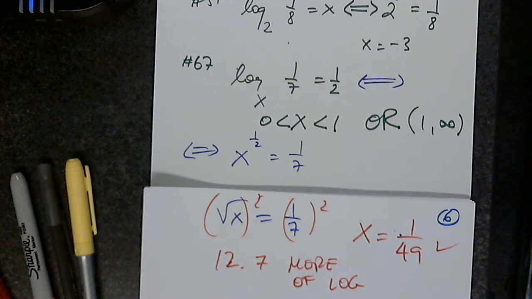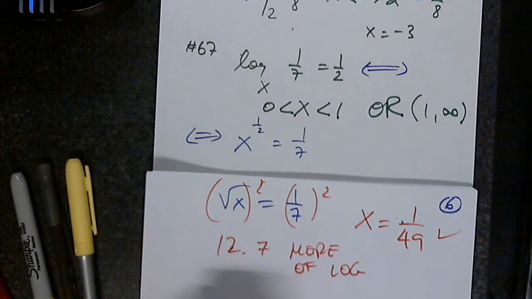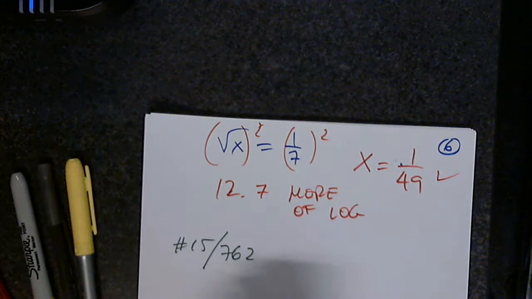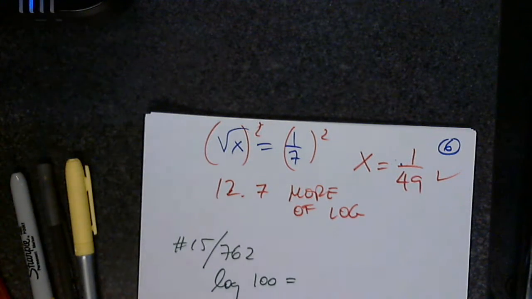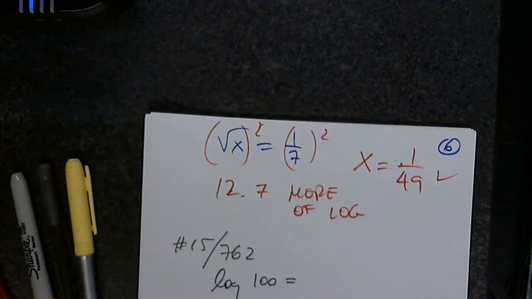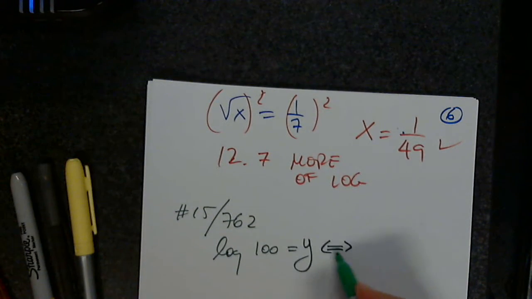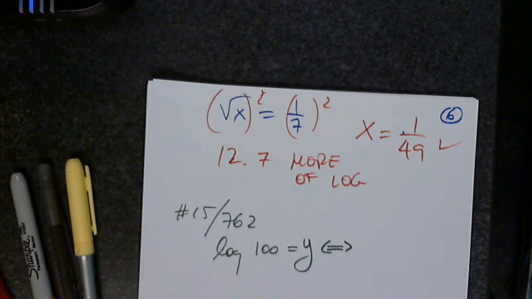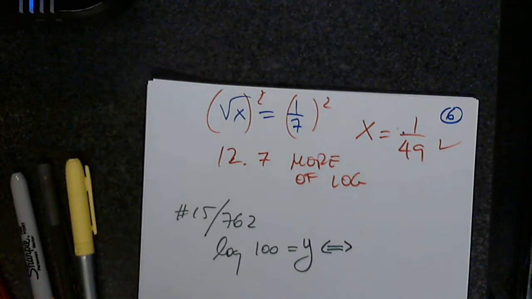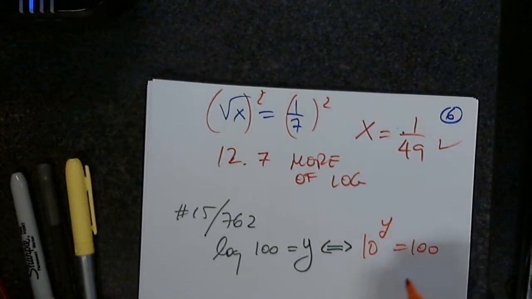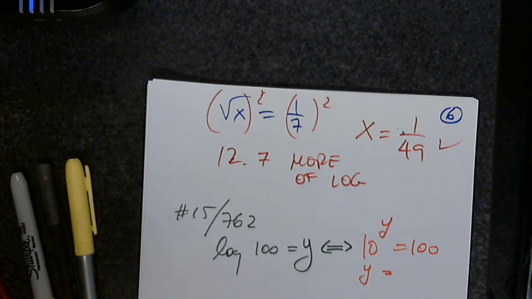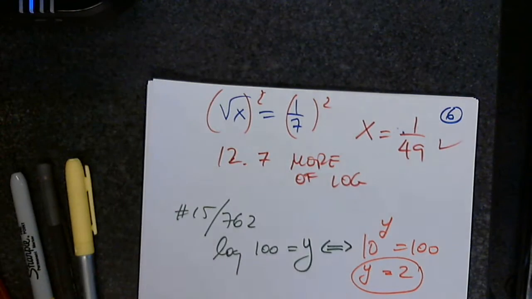Okay. So they want us to find the exact value. So for example, problem 15 on page 762. In problem 15, we're asked to find, without a calculator, log 100. I'll say I have no idea, but I know how. I'll say it's y, whatever it is. I'll figure it out in a moment. But I can change this into an exponential equation that will help me solve in a blink. 10 to y equals 100. So what should y be? 2, indeed.